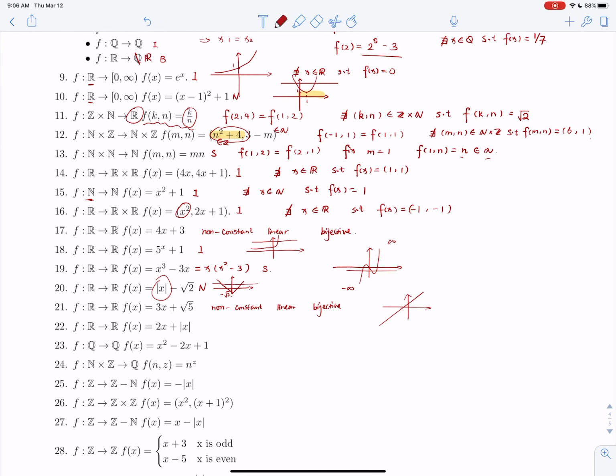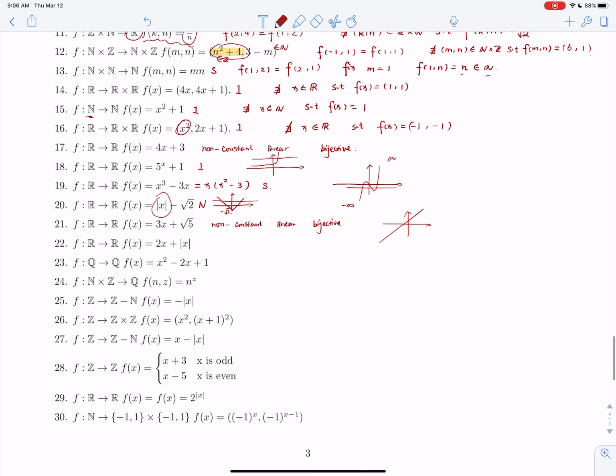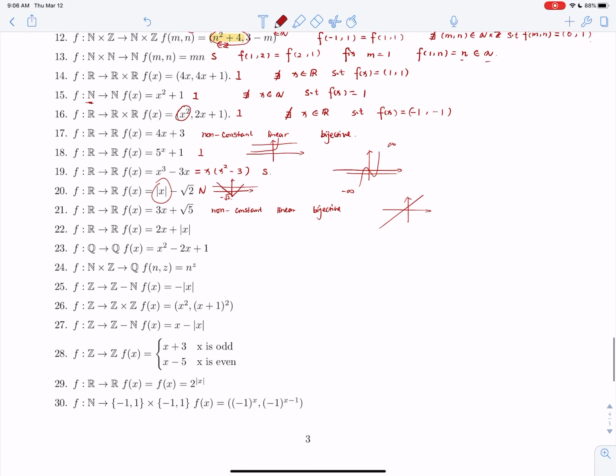Number 22. Well, it's from real to real again. Number 22 is bijective. Well, this is bijective as well. We proved that in tutorial, so please have a look at the tutorial notes. I'm not going to go over this again.